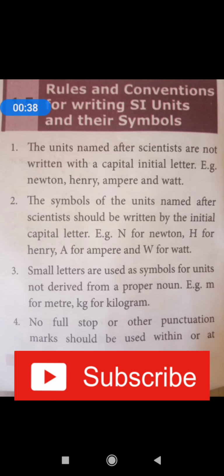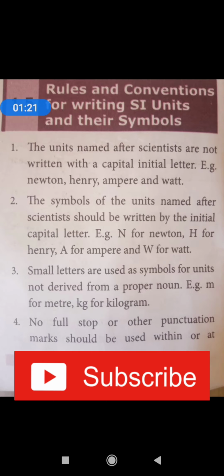When we write the SI units, we should follow some of the rules and conventions. 10 rules and conventions are given here. We should follow these rules while writing the SI units and their symbols. The first rule is the units named after scientists are not written with a capital initial letter. For example, when we use Newton, Henry, Ampere and Watt, we should not use the capital initial letter.